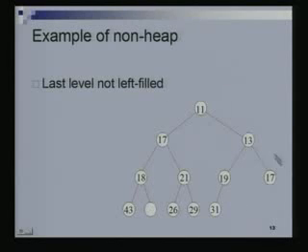This does not violate the heap property, but as you can see, this node is empty. So, this last level is not left filled. We would like that if there were only 4 nodes at the last level, then they should appear as the first 4 nodes on the last level of this binary tree.